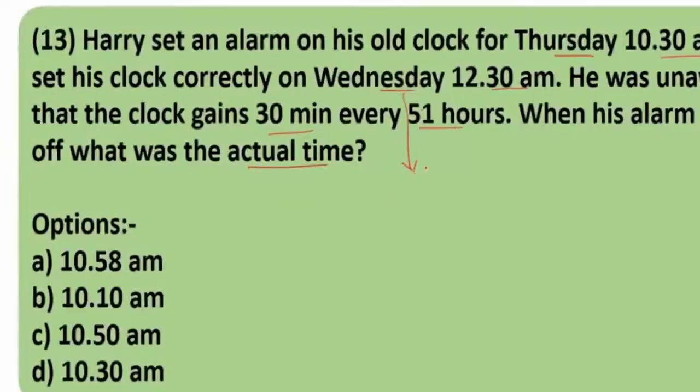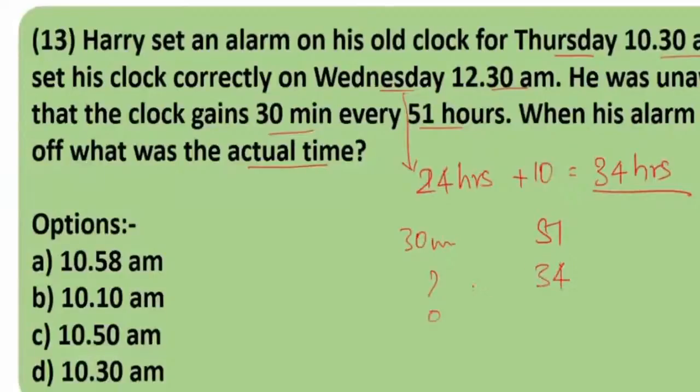See now, from Wednesday 12:30 am to Thursday 12:30 am, we have how many? 24 hours. Thursday 12:30 am to Thursday 10:30 am, that is nothing but 10 hours. So total 34 hours are there. Now 30 minutes are gained in 51 hours. So how many minutes are gained in 34 hours?